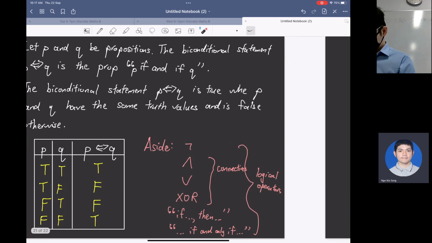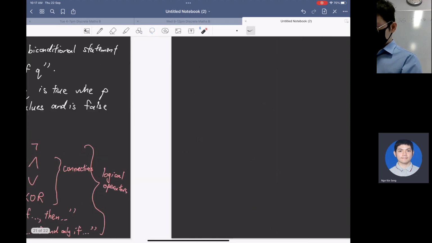Okay, what else? Logical operators, this is done.